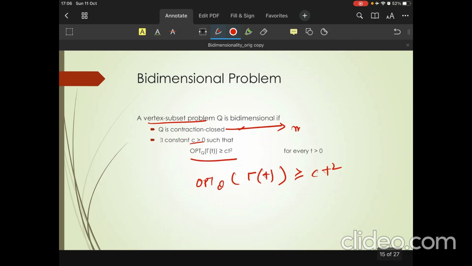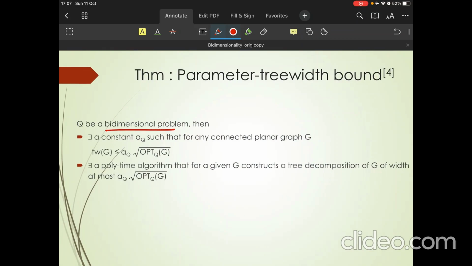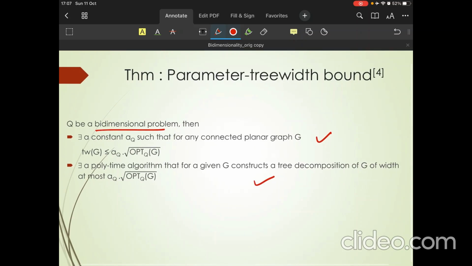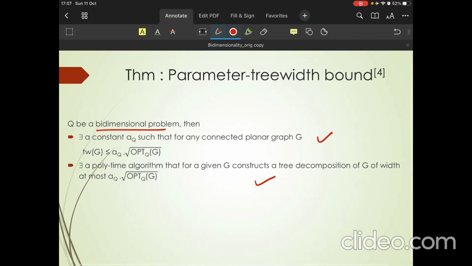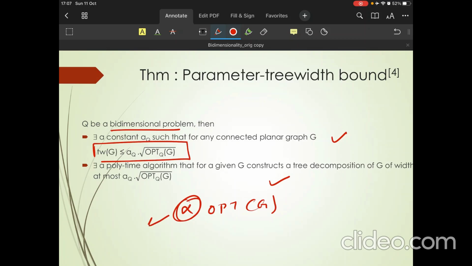Note that for now we take it as contraction closed, but you can also extend it to minor closedness, which we'll do by the end of this lecture. So the theorem is, if Q is a bidimensional problem, then we can claim the following. Any of these theorems will have a first part which is the existential part, and the second is a constructive part which gives an algorithm approximating or deterministically finding the solution. The first part says that the tree width of G of a bidimensional problem is less than or equal to some alpha times optimal value of G.